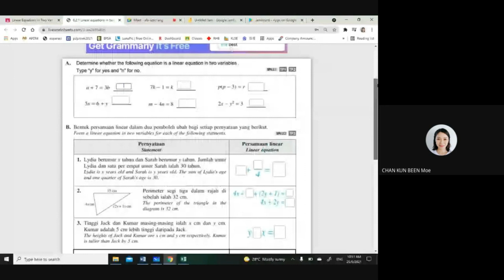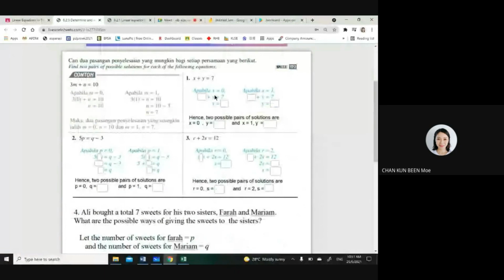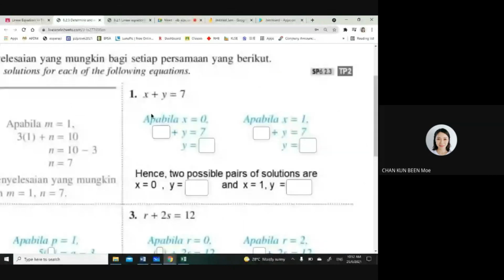You just need to find the possible solution. This one is when x equal to 0. I'll make it bigger for you, for example. Because this worksheet came out in Bahasa, they have the Bahasa word apabila, means when. When x equal to 0, so you follow the equation given. 0 plus y equal to 7. So I give you the first answer already. But then over here, y is equal to what?